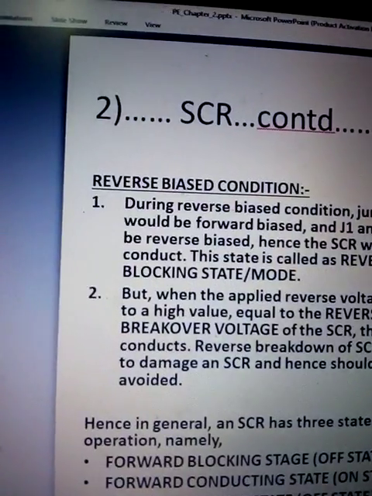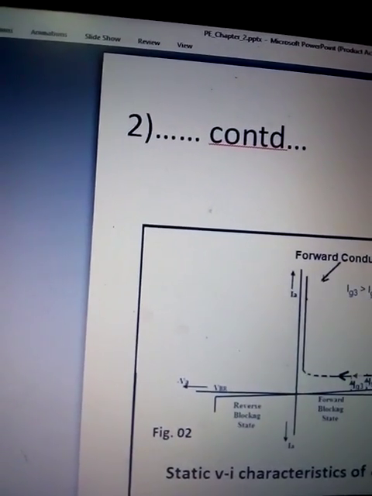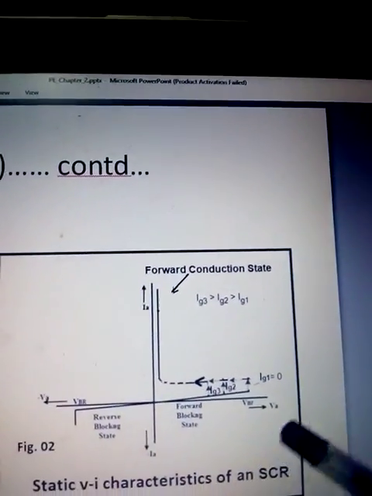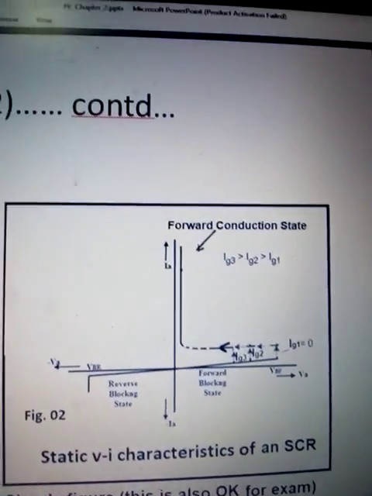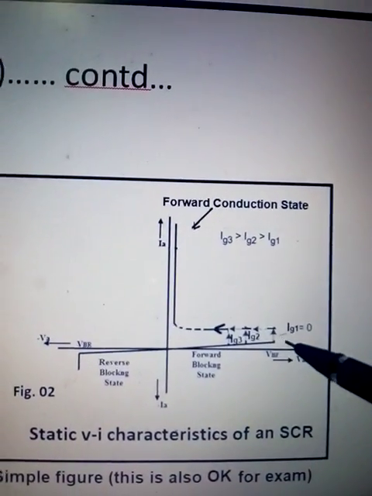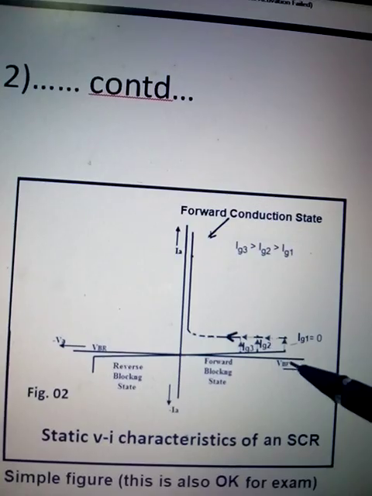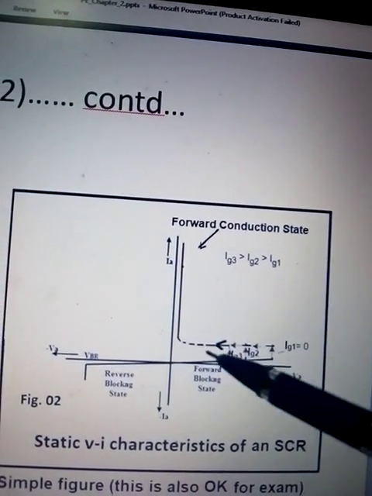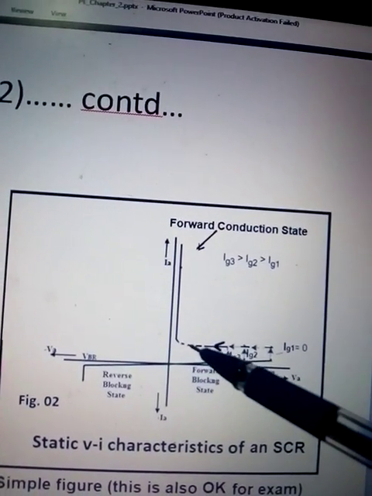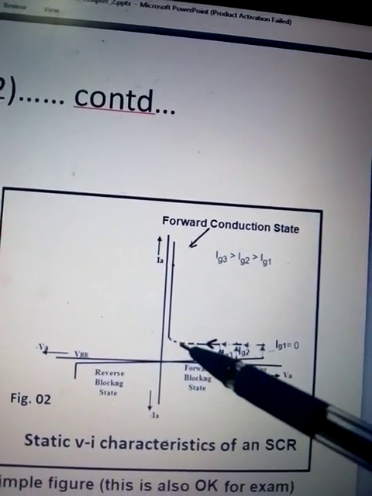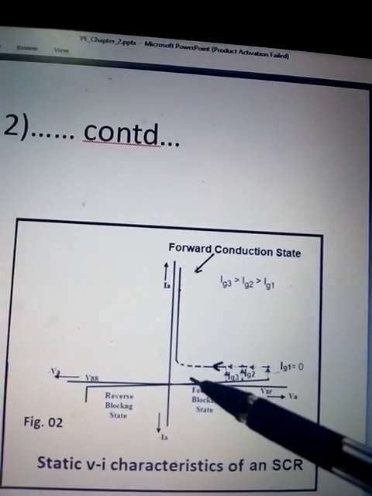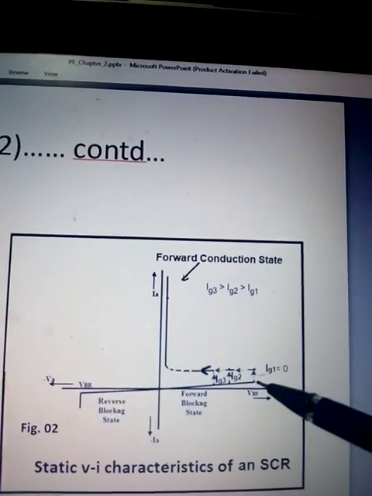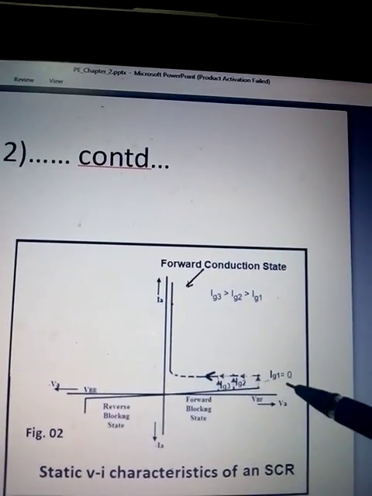You can see another figure. A small leakage current only will flow. At breakover voltage, SCR conducts. When it conducts, voltage becomes around 1 volt and current increases. Current value will be equal to applied voltage divided by load resistance minus 1 volt, which is the SCR drop. This is with gate equal to 0.